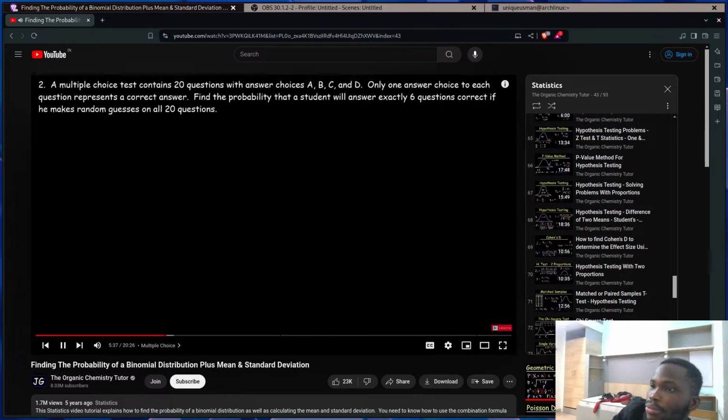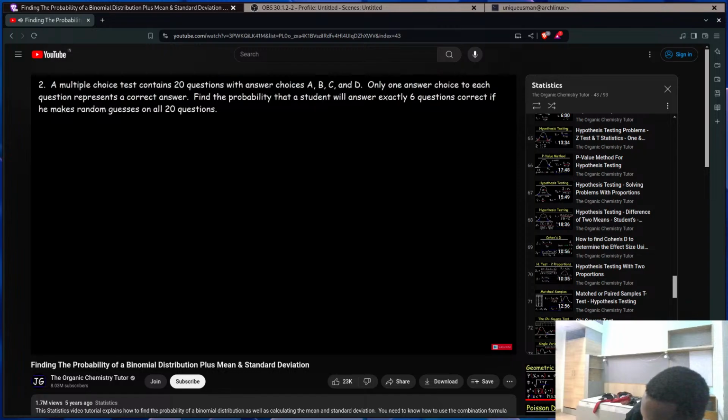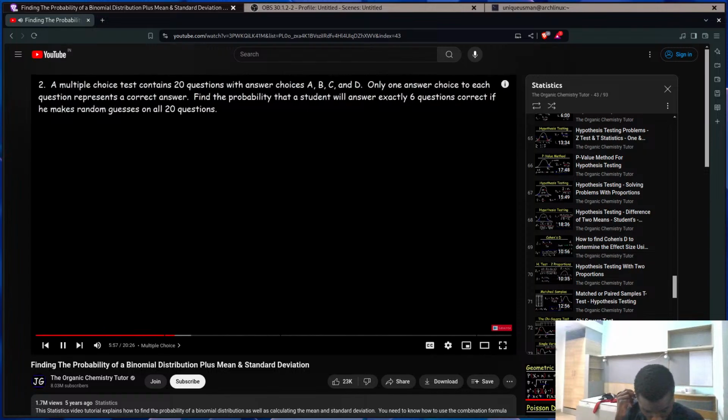A multiple choice test contains 20 questions with answer choices A, B, C, and D. Only one answer choice to each question represents a correct answer. Find the probability that a student will answer exactly 6 questions correct if he makes random guesses on all 20 questions. So go ahead and take a minute and try this problem.